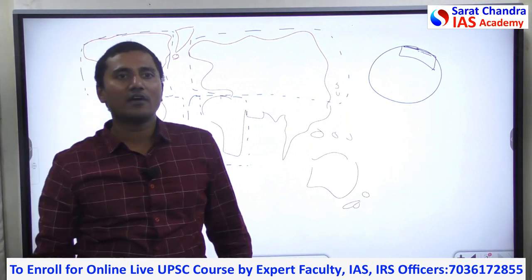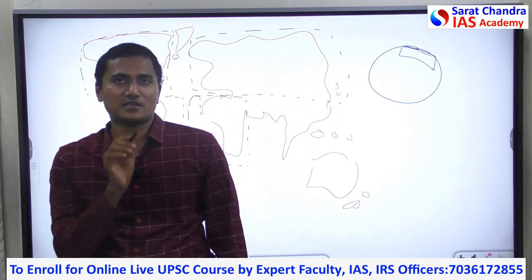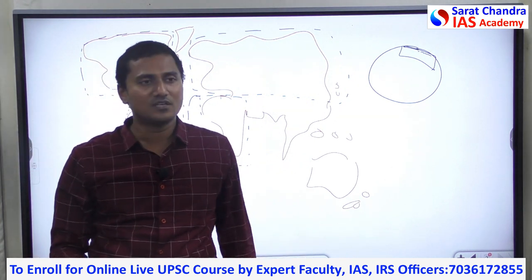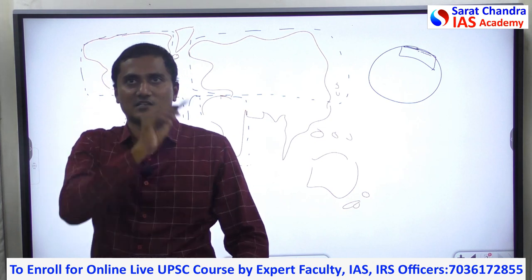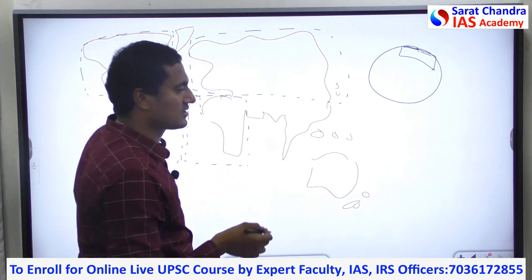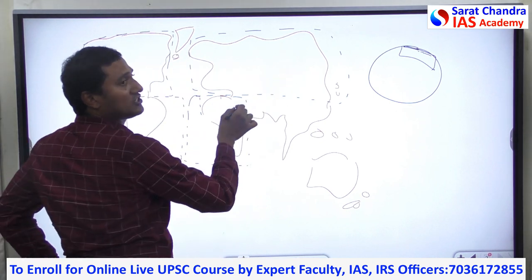Friends, the boundaries which I am drawing are not exact boundaries. A plate cannot be an exact square. There will be some ups and downs, but for simplicity you will draw like this. For example, crust, mantle, core are not exact spheres, but we will draw like that for simplicity, that's all. Don't worry, they will give marks, okay? This is the Eurasian plate.